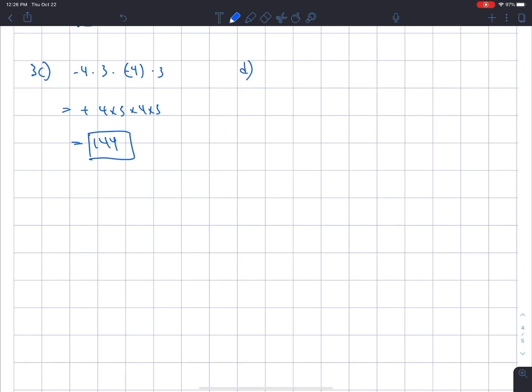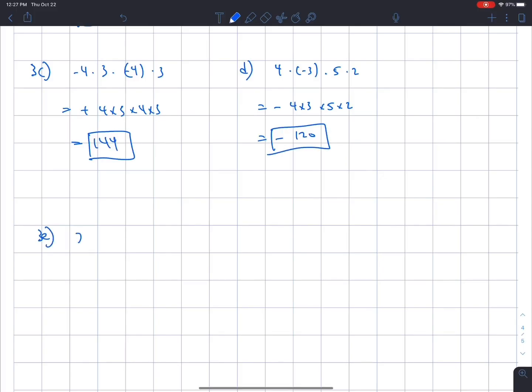And D, 4 times negative 3 times 5 times 2, just one negative, my answer will be negative. 4 times 3 is 12, and then 12 times 10 is 120. Right? I can group these two, 12 times 10, I get 120. So negative 120 is the answer.